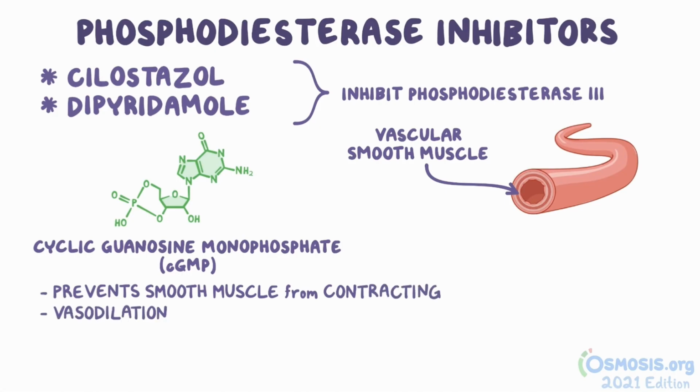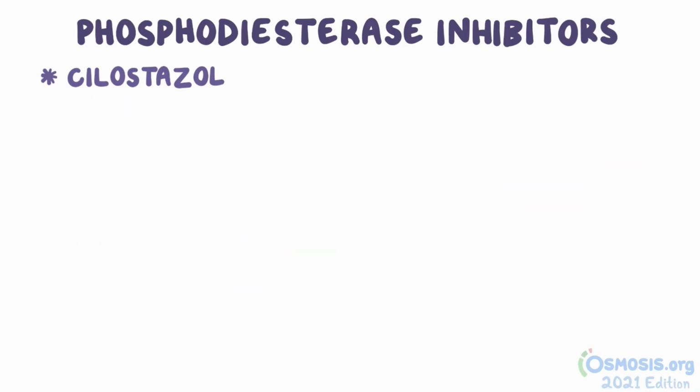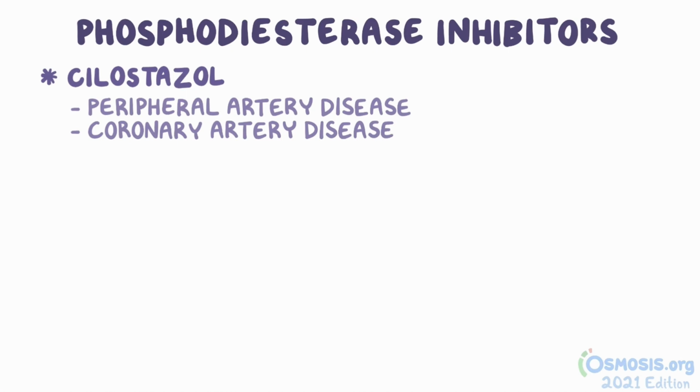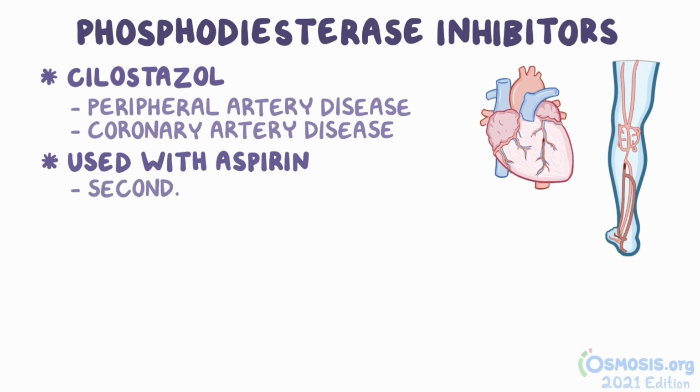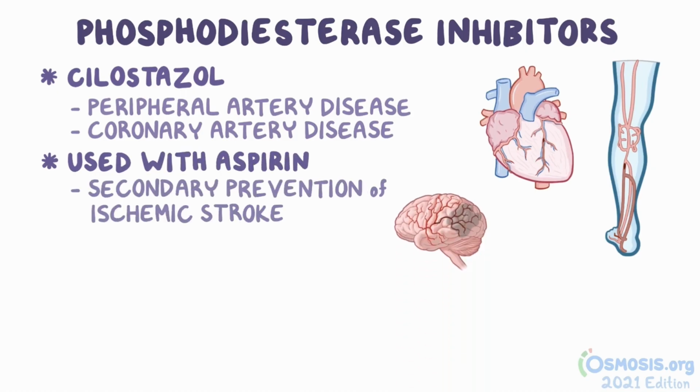Because of this property, cilostazol is used primarily for the treatment of peripheral artery disease and coronary artery disease, where there is significant blockage in the arteries of the lower extremities and heart. They are also used with aspirin for secondary prevention of ischemic stroke by inhibiting clot formation in cerebral arteries.